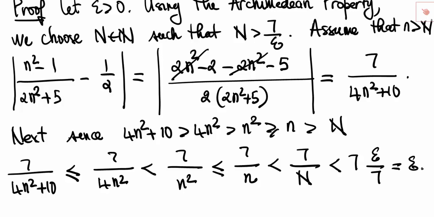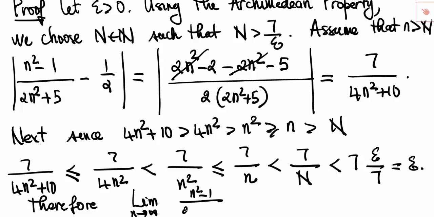See? So we have proved again that if you give me any epsilon, I can find a natural number n which is big enough, and the idea here is to choose n to be bigger than 7 over epsilon. And as long as you know that, then you're sure that the distance between (n squared minus 1) over (2n squared plus 5) and 1/2 will be no more than epsilon. Therefore, the limit as n approaches infinity of (n squared minus 1) over (2n squared plus 5) is indeed equal to 1/2.